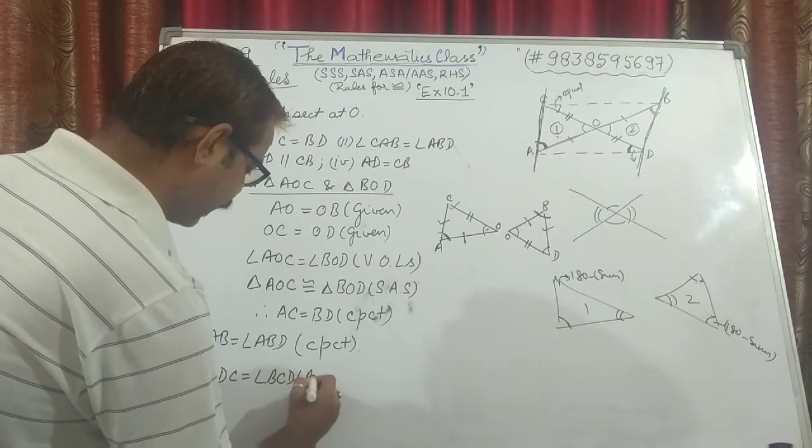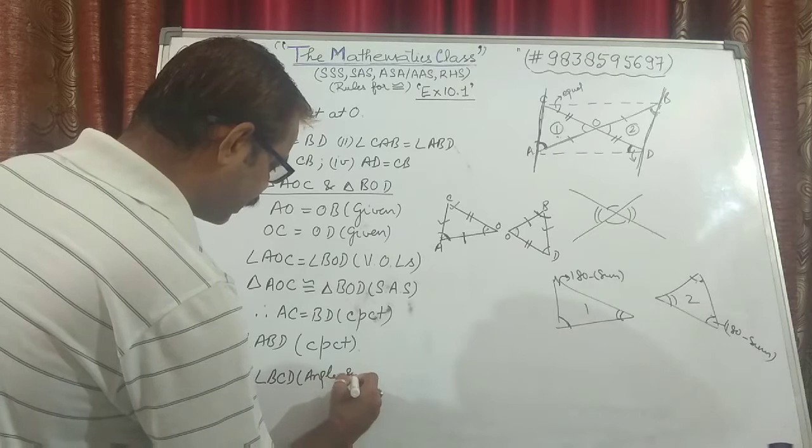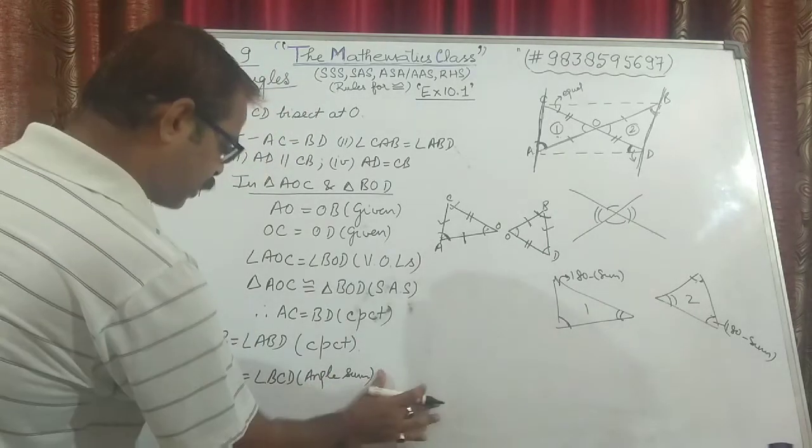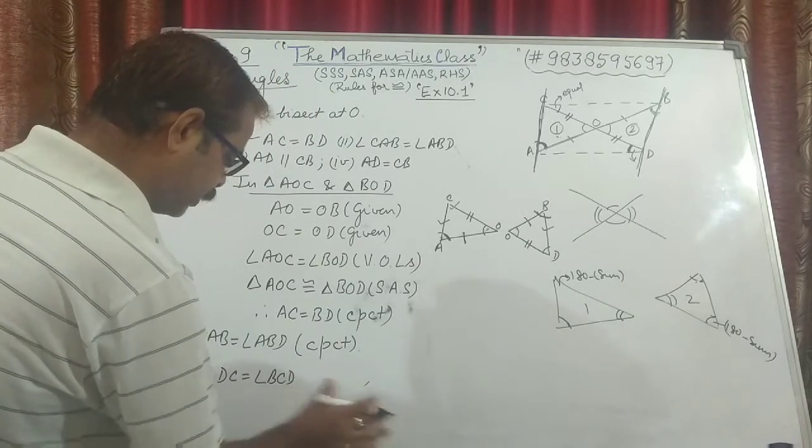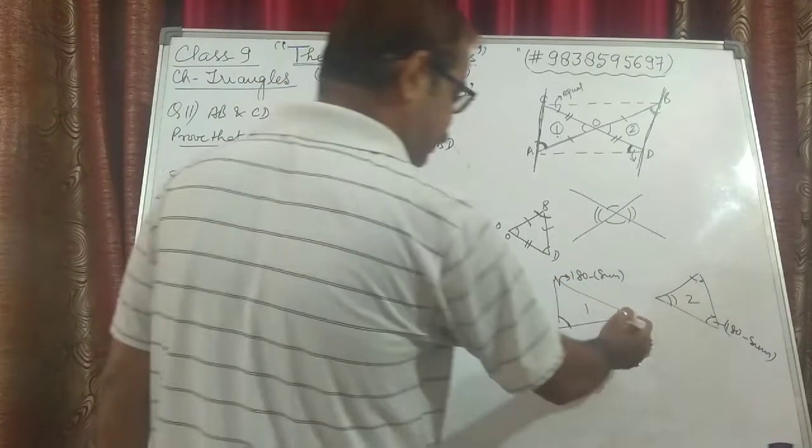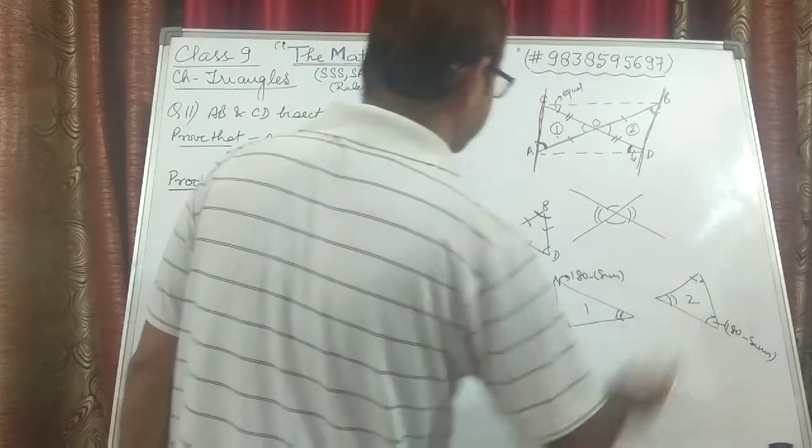What reason? Angle sum property. Angle sum property, either you write it or you just do it. They are equal. Why? Because it has been explained. These two are equal, these two are equal sum.